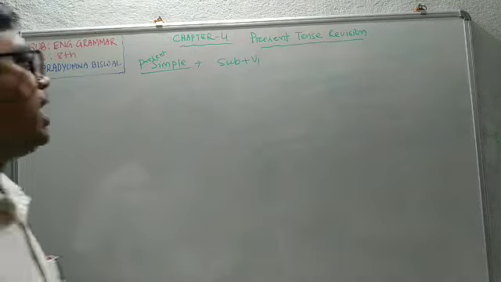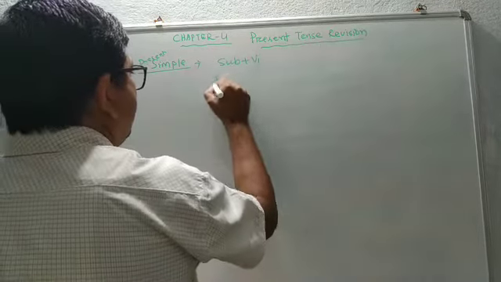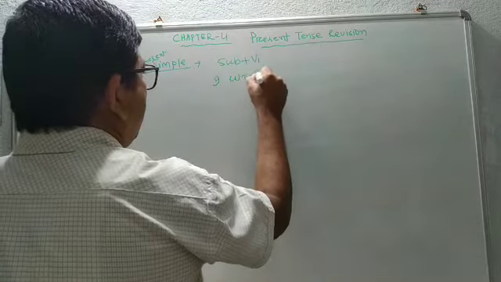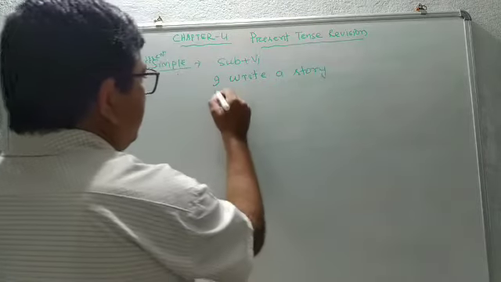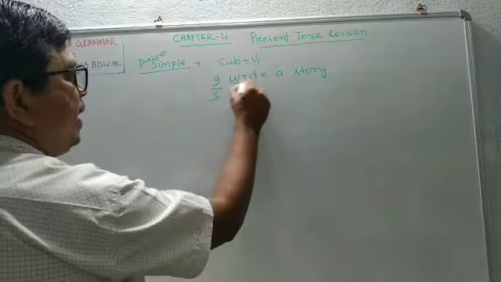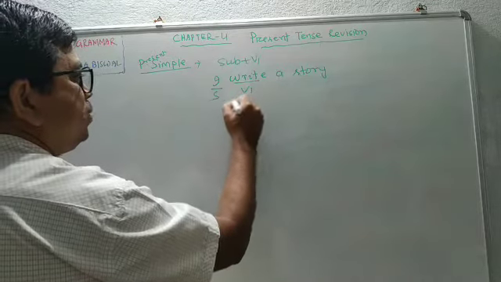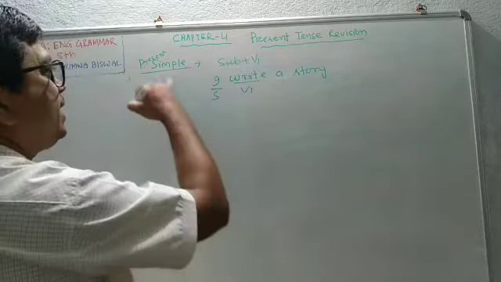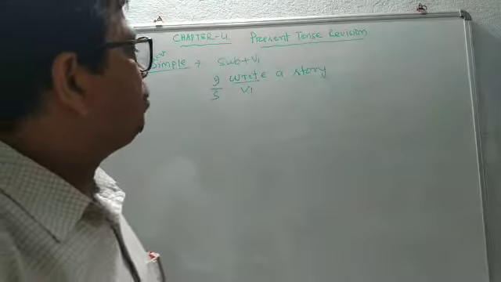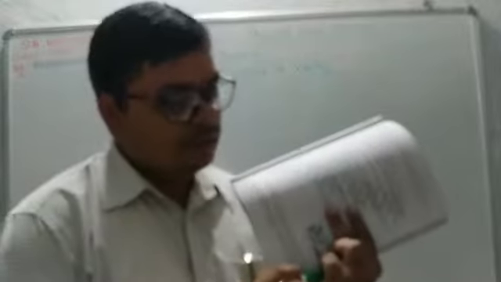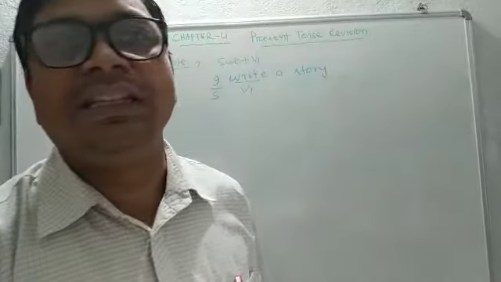For example, I write a story. How is it present simple tense? Here I is the subject and write is V1. Subject plus V1 implies that it is the pattern of present simple. So this is present simple tense. Then we come to the uses of present simple tense.